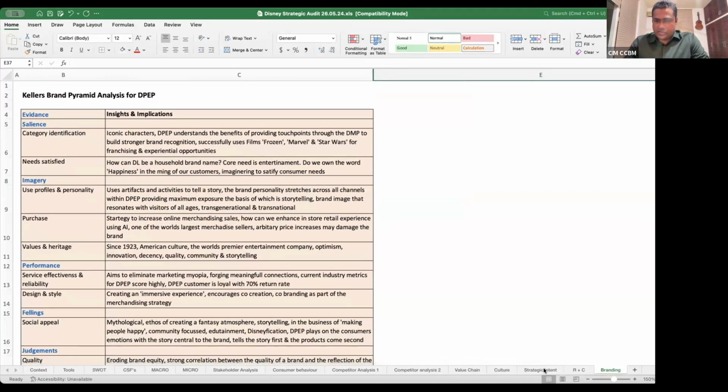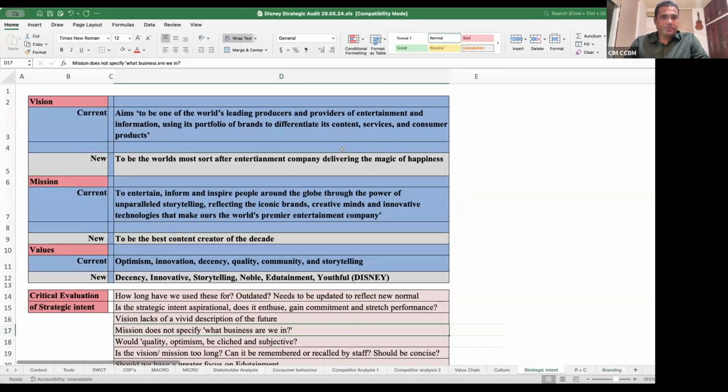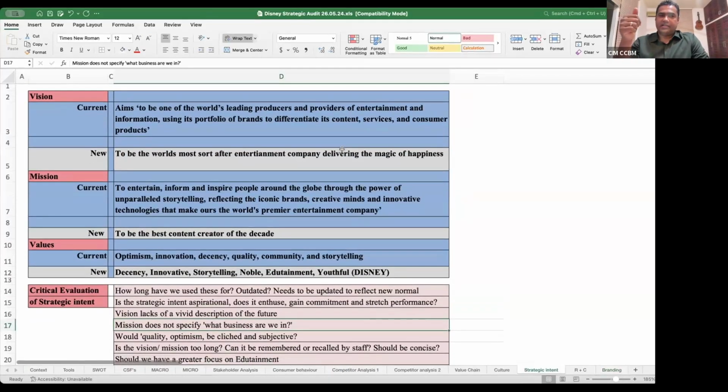Okay. Now, shall we go to the strategic intent? So your strategic intent is your vision, mission, and values. Okay. Your current vision is given in the case study.